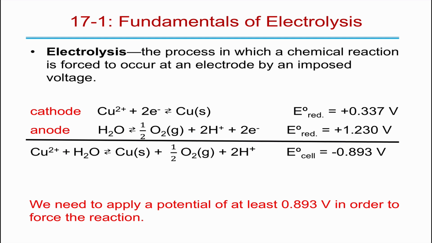So if we consider two reactions, the reduction of copper and the oxidation of water to form oxygen and protons, we can calculate the cell potential for this reaction, and it's negative 0.893. So to drive this reaction in a non-spontaneous direction, we would have to apply about 0.9 volts positive to allow this reaction to occur.